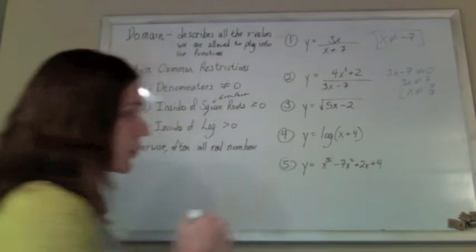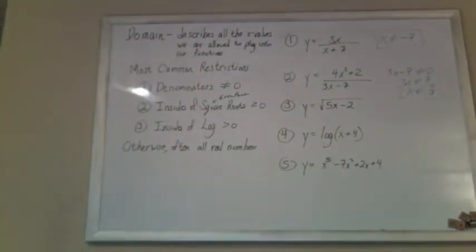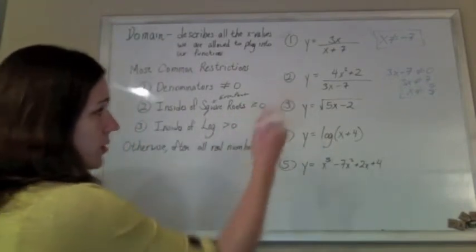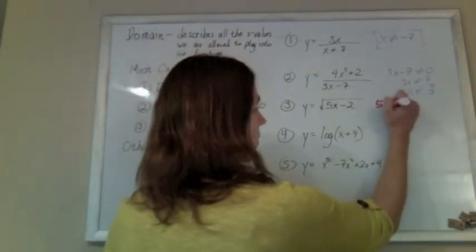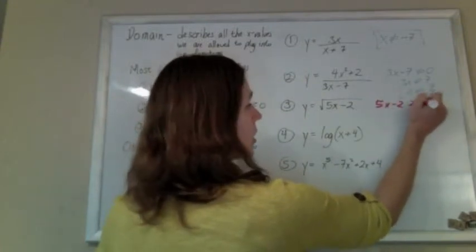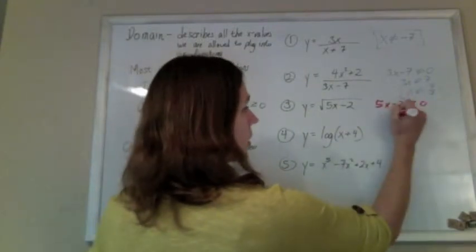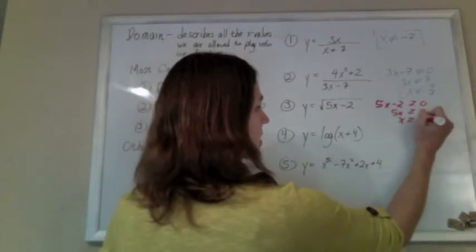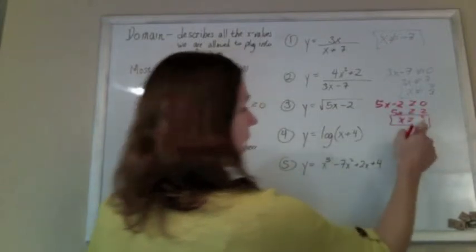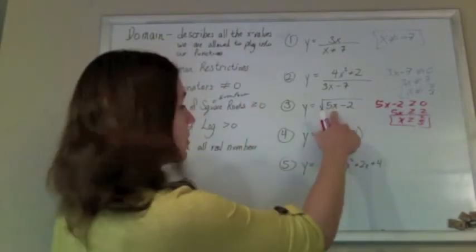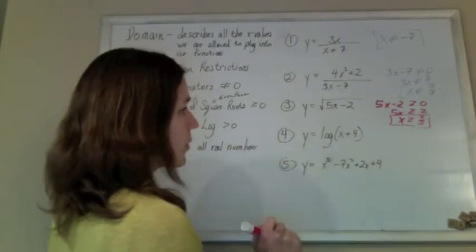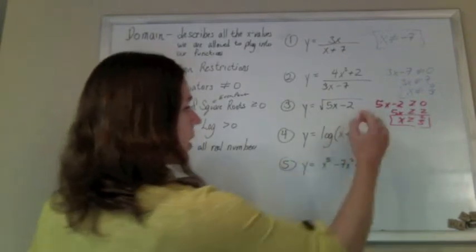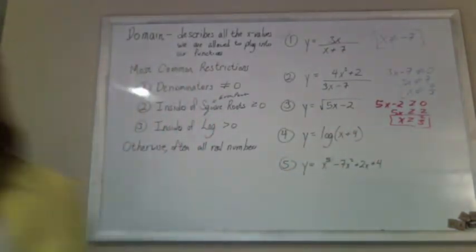If I were to go on to the next one, now I don't have any denominators. Now I just have a square root. And I said that the insides of square roots have got to be greater than or equal to 0. So I say 5x minus 2, hey you have to be greater than or equal to 0. So 5x has to be greater than or equal to 2. So x has got to be greater than or equal to 2/5. I can plug in any x I want greater than 2/5 into here, and I won't have a problem. Anything less than that, this thing will be negative. Try it. You'll see.